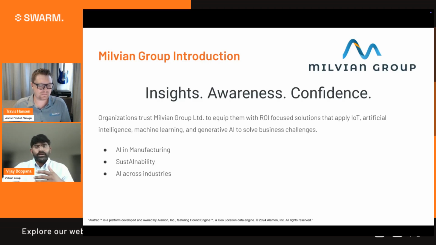from generative AI that accelerates product design to smart algorithms that optimize supply chains. Milvian Group turns cutting-edge technology into real business value. So, going to the next slide.